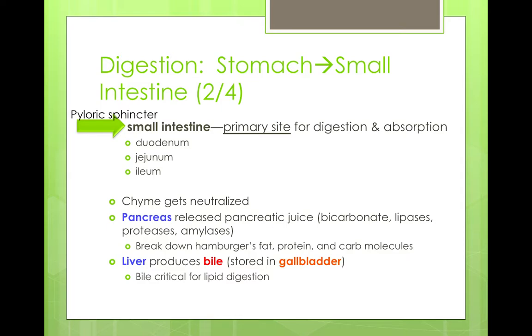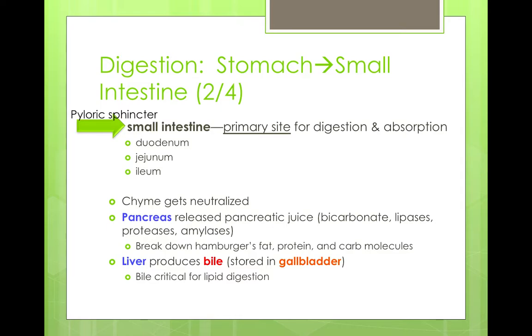Now, something else interesting happens in the small intestine. Since the chyme that enters from the stomach is very acidic, it has to be neutralized. Otherwise, the chyme would denature the digestive enzymes. Our bodies have an ingenious way to handle that via the pancreas, which releases a bicarbonate containing pancreatic juice that neutralizes the gastric juices in the chyme.